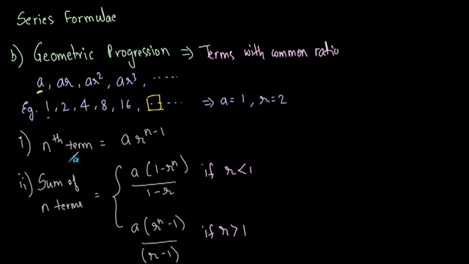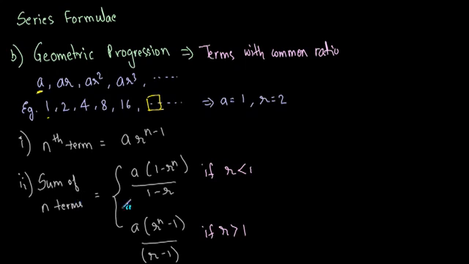you have to make use of this formula. Nth term is equal to a into r raised to n minus 1. Here we have to find the sixth term, so put n is equal to 6 and the respective values of a and r to find the value of the nth term.